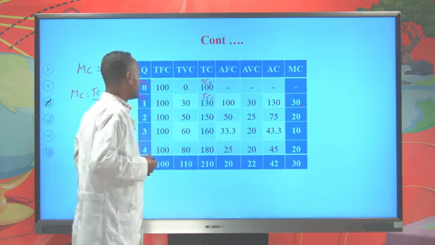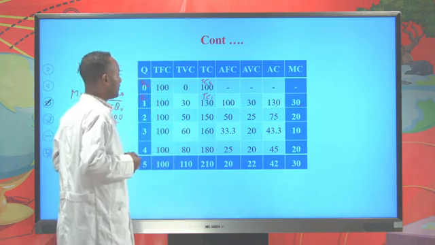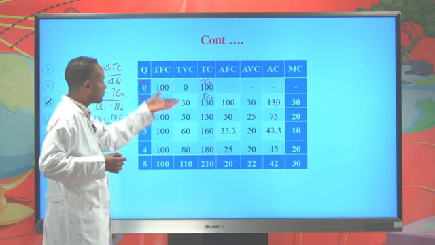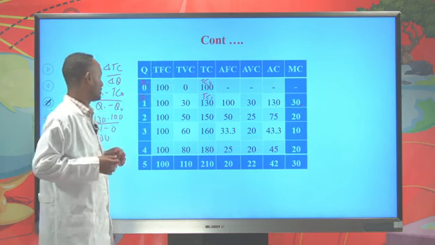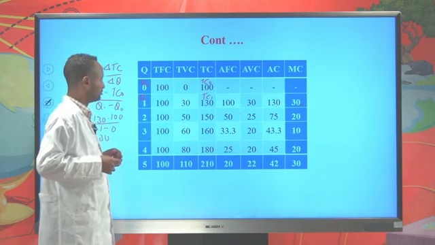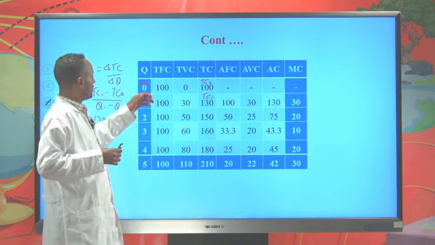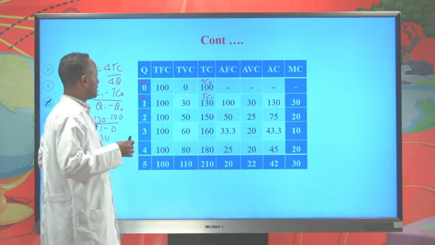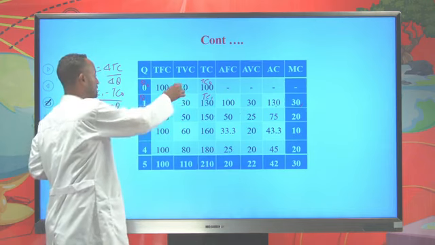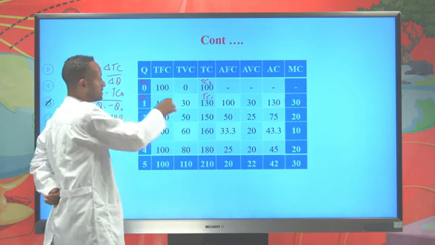The MC is mathematically calculated by dividing the change in the total variable cost of production by the change in the amount of units produced, or the quantity produced. So the marginal cost of 1 unit of a commodity is 30 minus 0 divided by 1 minus 0, which is 30.